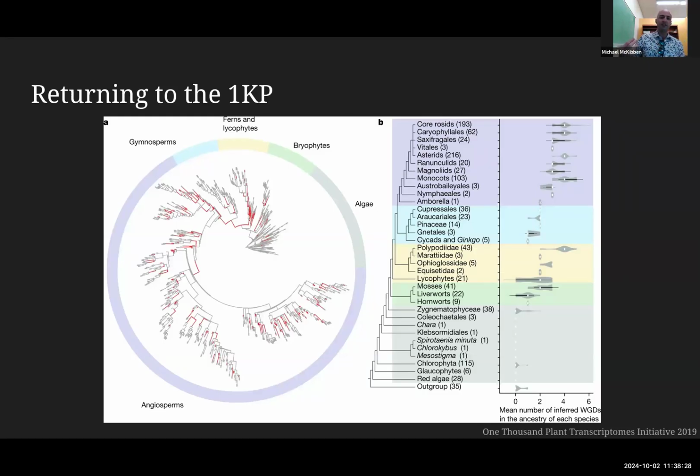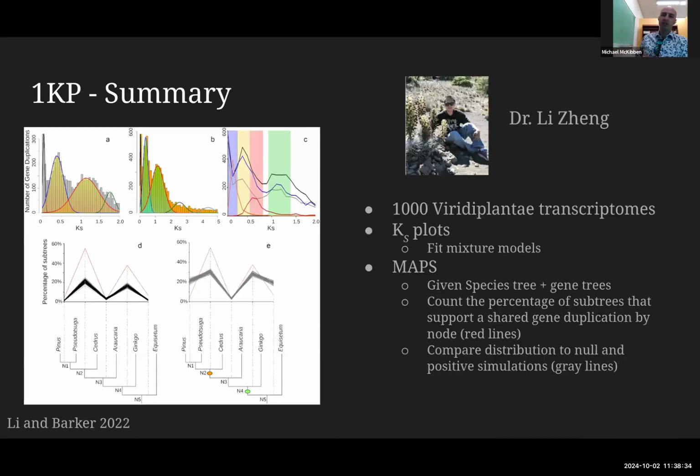Returning to the 1KP analyses, I wanted to discuss with you the methods that they used here. So this work was done by Dr. Li Zhang on the 1000 transcriptome project, and they used KS plots and mixture modeling for hypothesis generation, and then another tool, which is MAPS, which is one of these duplication loss rate estimation approaches, where you count the percentage of subtrees from the gene trees that share a given duplication on a particular node. You can then compare these to the null and positive simulations, which you can see here as these black and gray lines, to discern whether or not, for example, there are 2 peaks in the phylogeny here, consistent with whole genome duplications.